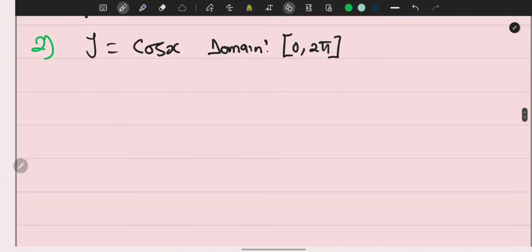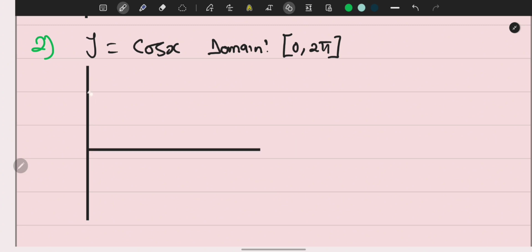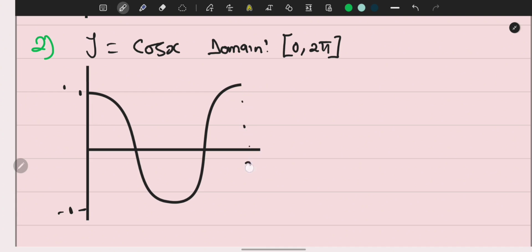So for cos x from the parent function, the graph looks like this. For cos x, it starts from the maximum, then goes to the midline, like this. So this is the graph of cos x. The maximum here is 1, the minimum is minus 1, and of course this point is also 2 pi. Which implies that the range of cos x is minus 1 to 1.